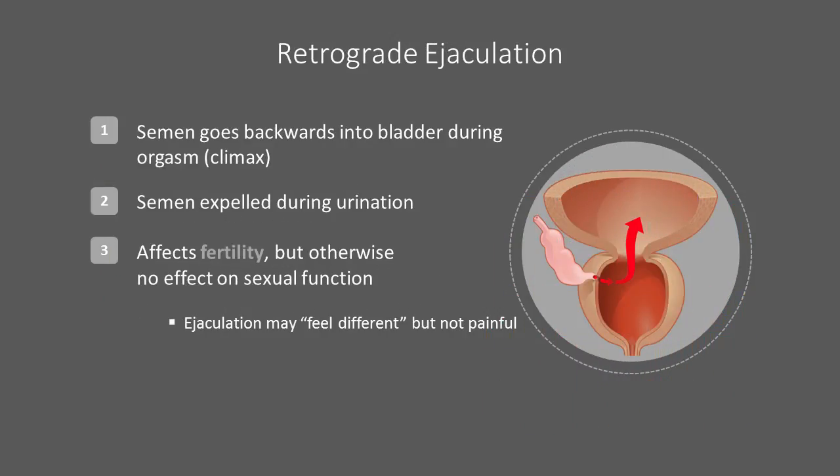About 2 out of every 3 men, however, will experience some change in ejaculation after TURP. Most commonly, men experience what is called retrograde ejaculation. This means that during orgasm or climax, the semen fluid goes backwards into the bladder instead of projecting forwards. Although it may be alarming at first, this should not be a cause for worry unless you're still trying to have children. It will not affect your sexual function in any other way. Some men find that ejaculation feels a bit different, but it is certainly not painful.